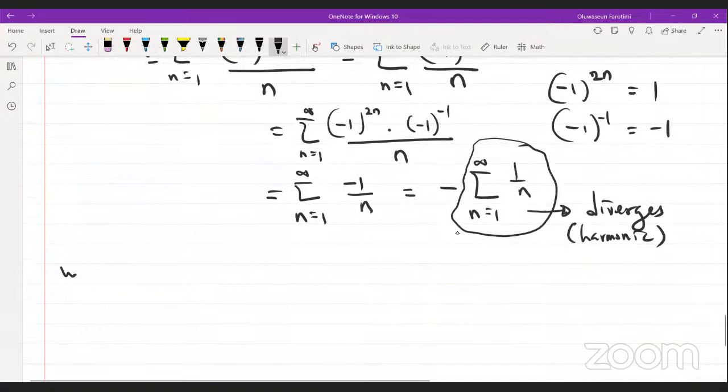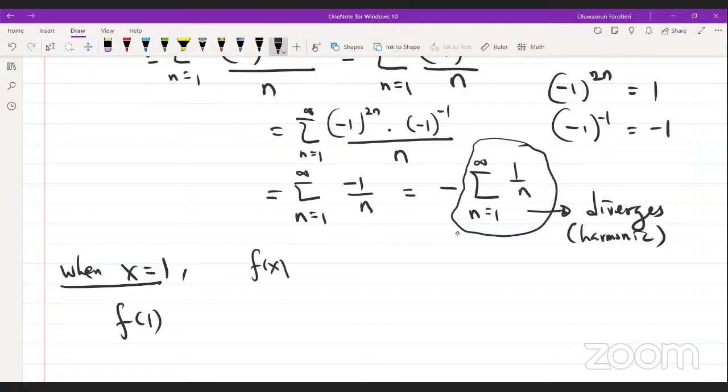Now we'll move on to the second endpoint, when x is 1. And the work with power series is thorough. When you're working with power series, you do a thorough job, okay? So we move on. When x is 1, what happens? I have f of 1. Remember again, our f of x is the sum n from 1 to infinity, negative 1 to the power of n minus 1, times x to the power of n divided by n. So whatever you have for x, just plug in 1.